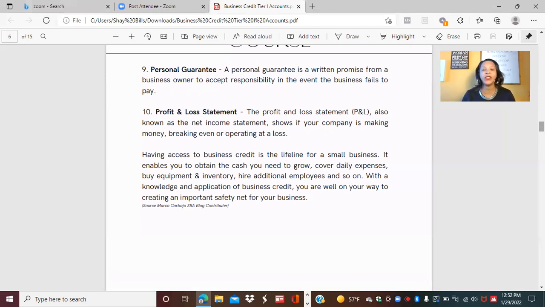Having access to business credit is the lifeline of your small business. It enables you to obtain the cash you need to grow, cover daily expenses, buy equipment and inventory, hire additional employees, and so on. With the knowledge and application of business credit, you are well on your way to creating an important safety net for your business.